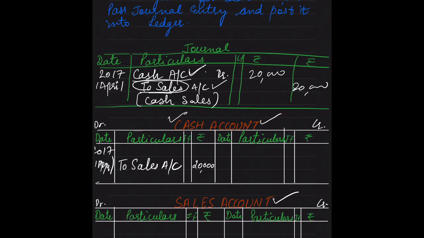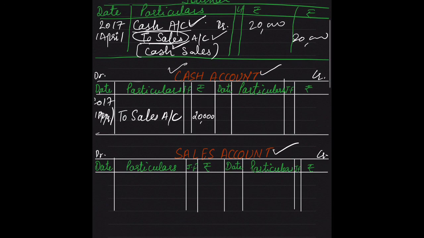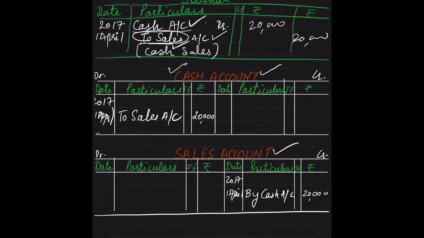Let's move to the sales account. Now we are preparing the sales account. Check that in the journal entry sales is credited. Then what is opposite to sales? Cash is opposite. Sales is credited in the journal entry, so the opposite side, cash, will be credited in the ledger account: by cash account, 20,000.